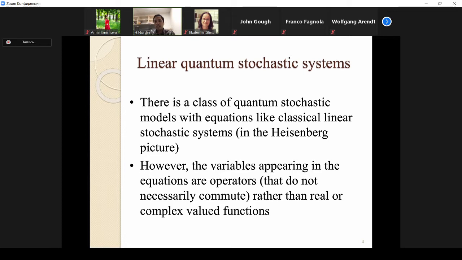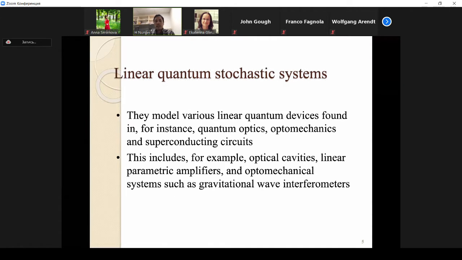Now there is an analogous class of quantum stochastic models that have linear dynamics, like in the classical case. This is linear in dynamics in the Heisenberg picture. The difference is that instead of having complex or real numbers inside vectors such as x_t and y_t, we have operators that do not necessarily commute. So I call them linear quantum stochastic systems.